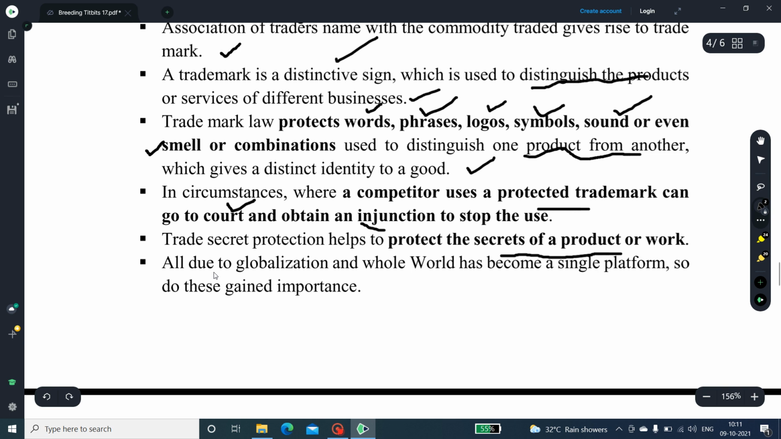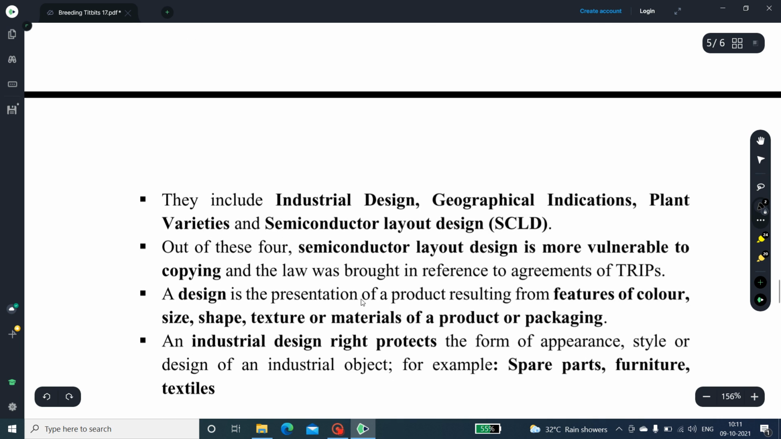Due to globalization, the whole world has become a single platform, so these have gained importance. They include industrial design, geographical indications, plant varieties, and semiconductor layout designs. Out of these four, the semiconductor layout design is more vulnerable to copying, and the law was brought in with reference to the agreement on TRIPS.